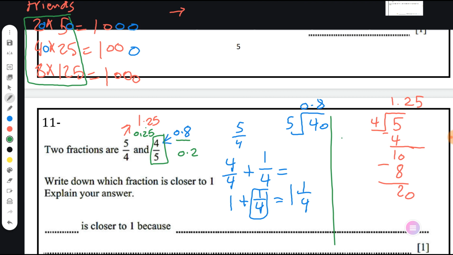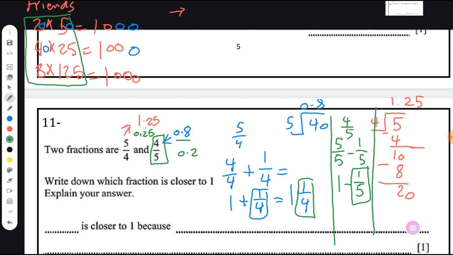I can write 4 over 5 as 5 over 5 minus 1 over 5, which is the same as 4 over 5. Yes? Okay. So 1 minus 1 over 5, because 5 over 5 is considered as 1. So which one is closer to 1? 1 over 5 or 1 over 4?